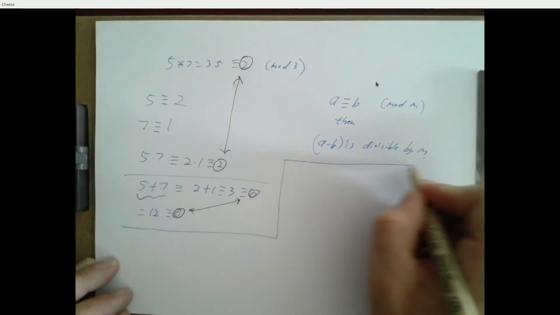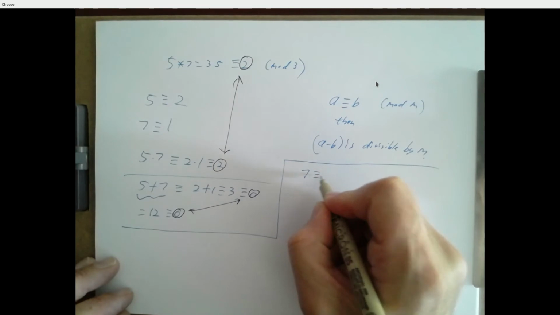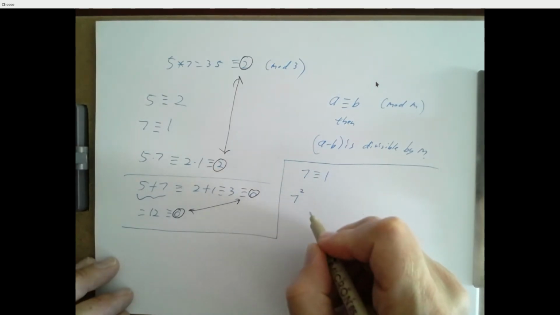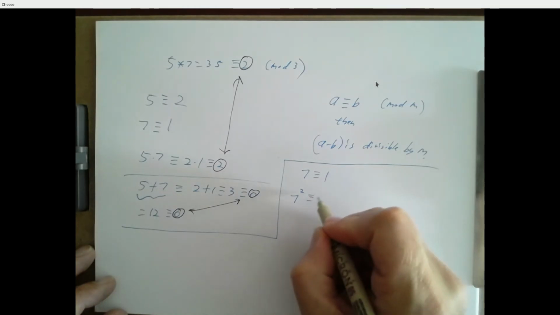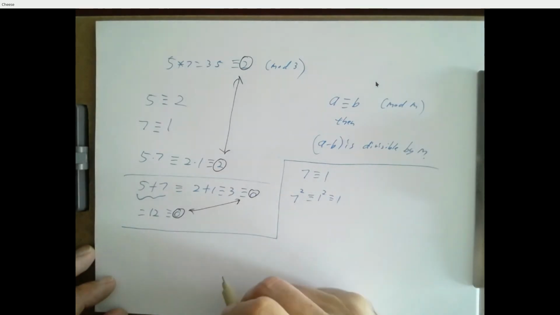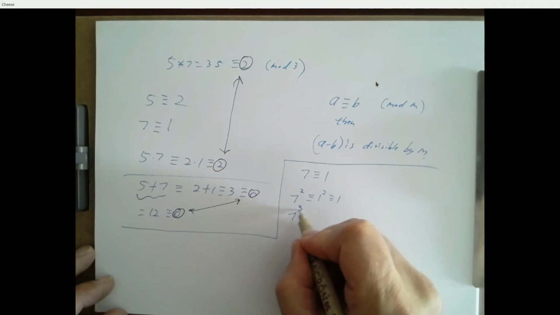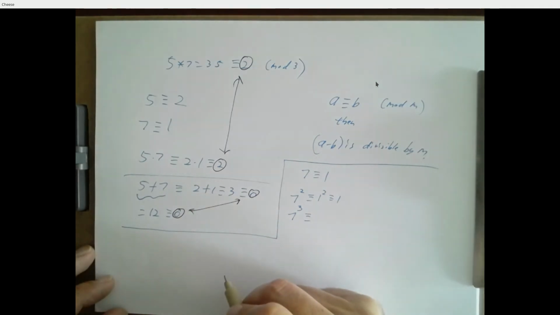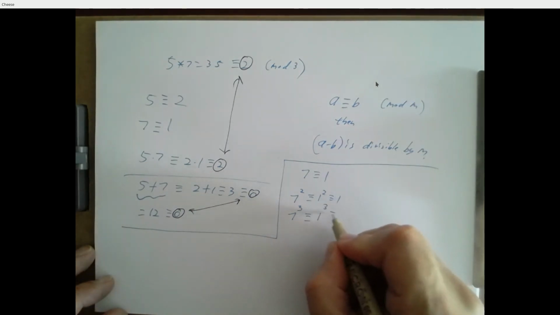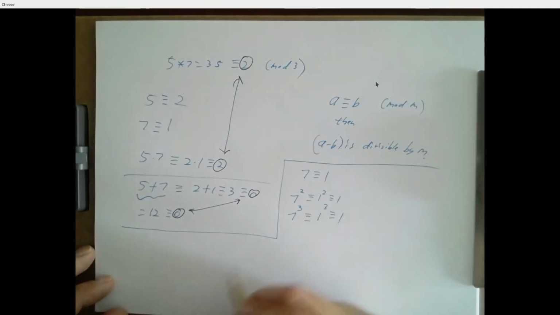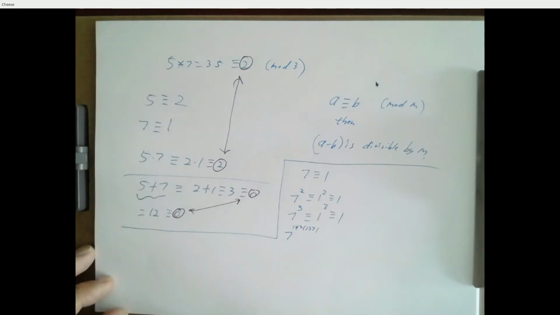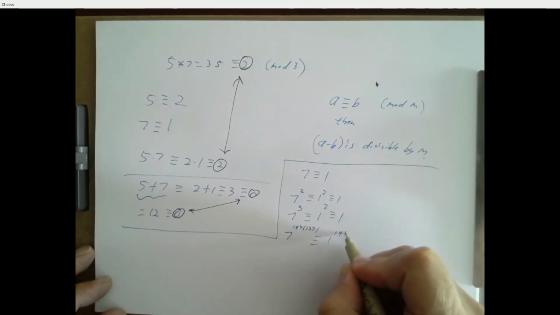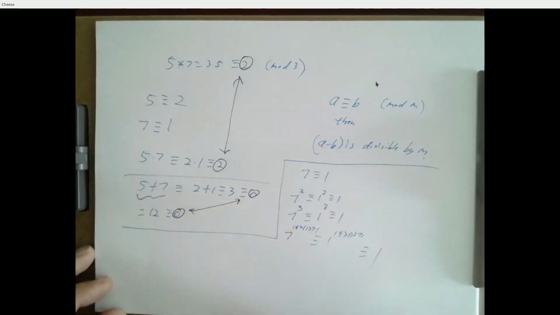Okay, so using that idea, 7 is congruent to 1. What is 7 squared congruent to? It's just 1 squared, which is 1. And what about 7 cubed? That's 1 cubed, which is 1. And so what about 7 to some ridiculous number? 1. It's just 1 to that ridiculous number. That's still just 1.